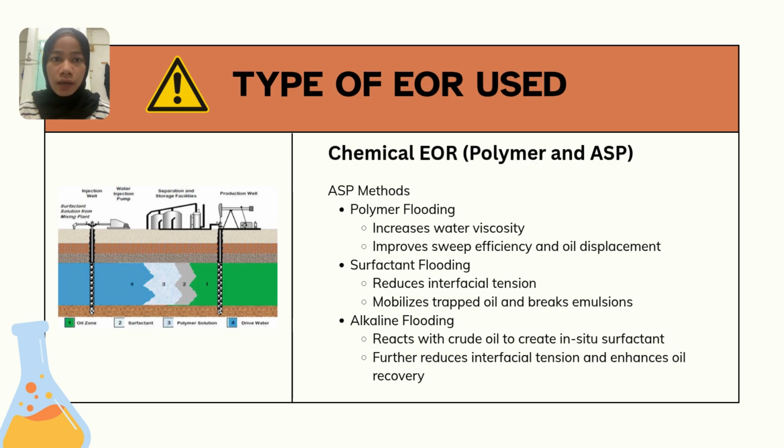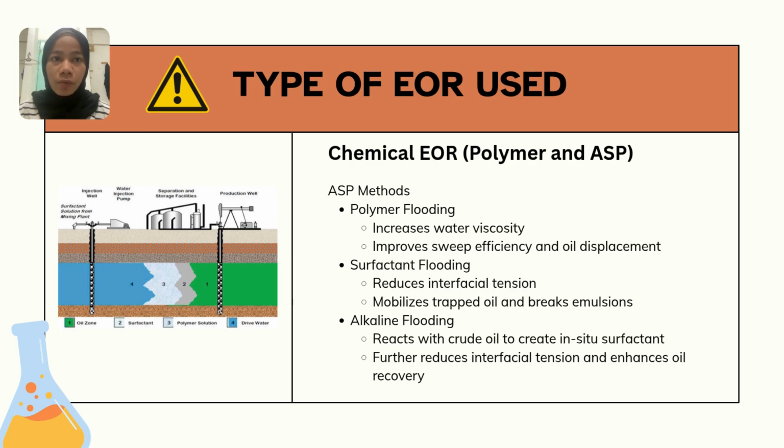And then next is surfactant flooding, where surfactant reduces the interfacial tension between oil and water, which allows trapped oil to flow more easily. They also help to destabilize emulsions that can form when oil and water mix, making the displacement process more efficient.